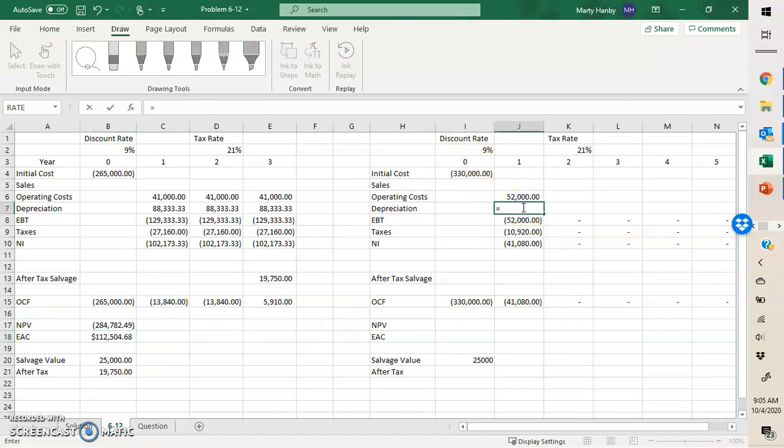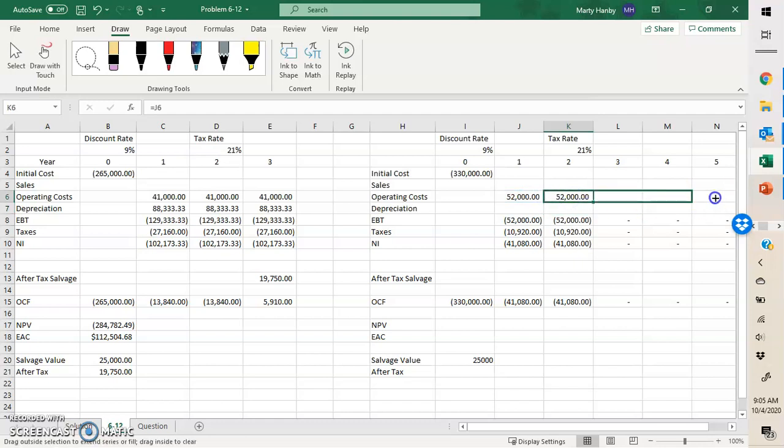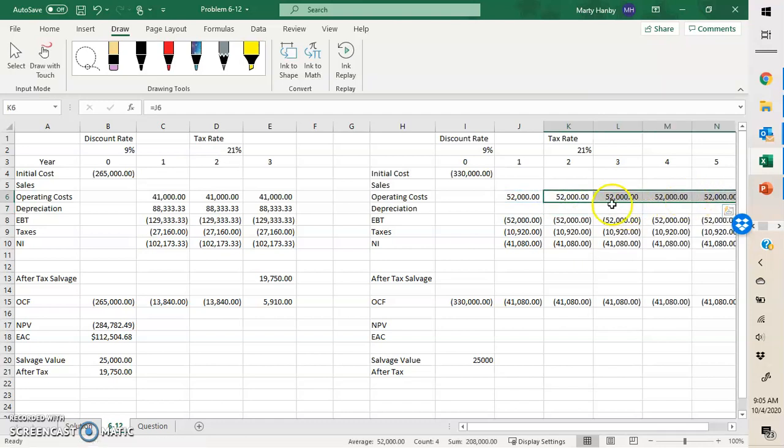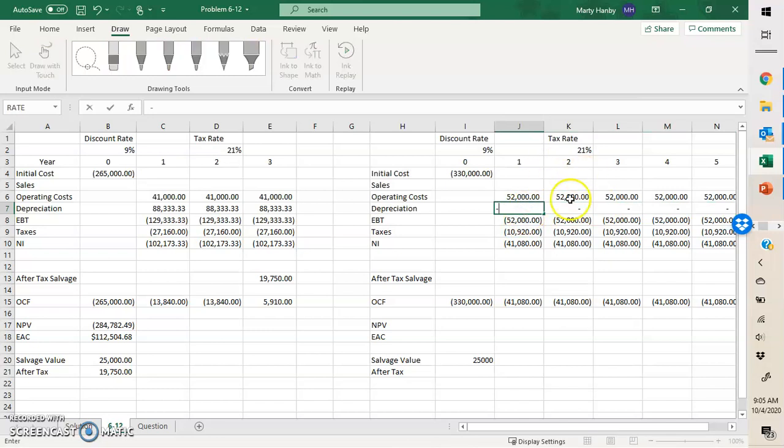We put in our operating costs already, so we can actually just pull this across. Now our depreciation, so minus the $330,000, in this case is divided by 5, that's the number of years. Divided by 5, so $66,000 a year. So now I have all my cash flows.